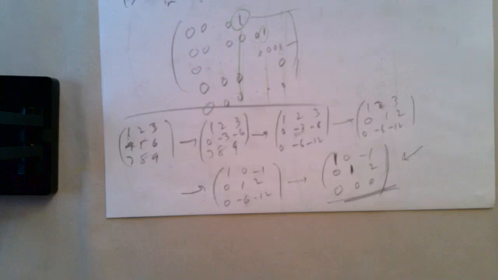Wait, I'm sorry. You did 6 times the second row, and then you added that to the third row? Yes. That's how I got 0, 0, 0 in the third row. Okay.